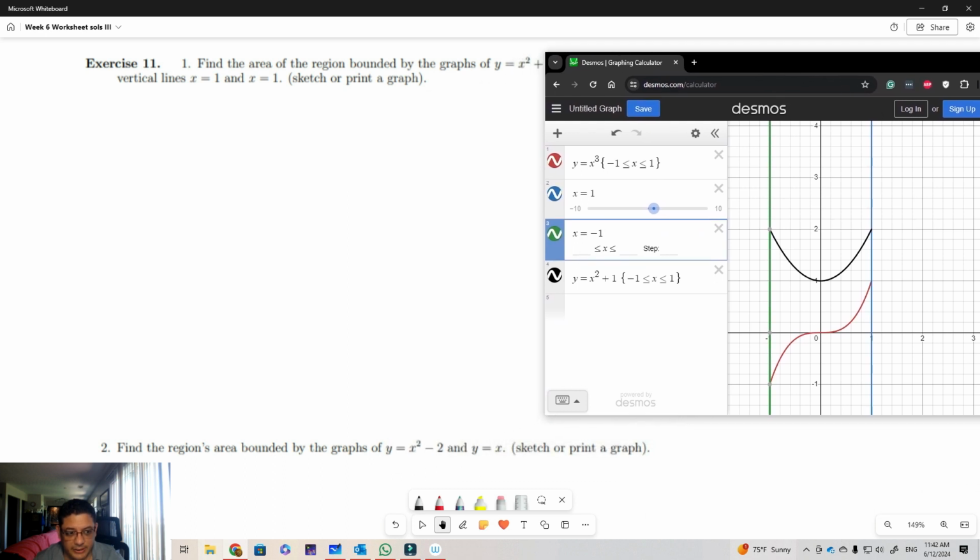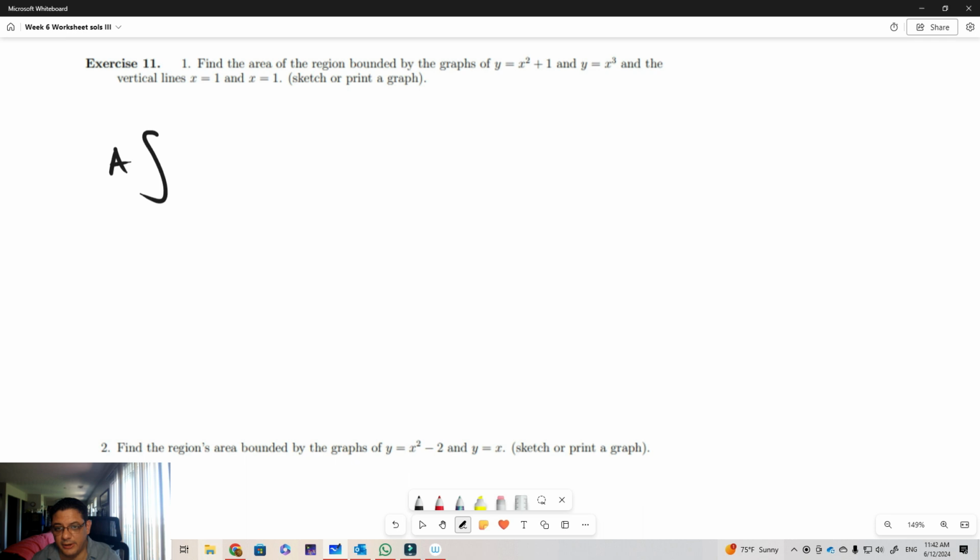That is the area that I'm calculating, from the black line to the red line, between the green line and the blue line. So when we're doing this, notice that the function on top is x squared plus 1, and the function below is x cubed. That is important because when I'm calculating the areas, I need to define who's on top and who's on the bottom. So this is x squared plus 1 minus x cubed, dx. And now I can integrate.